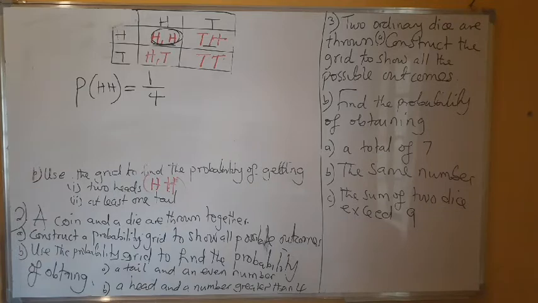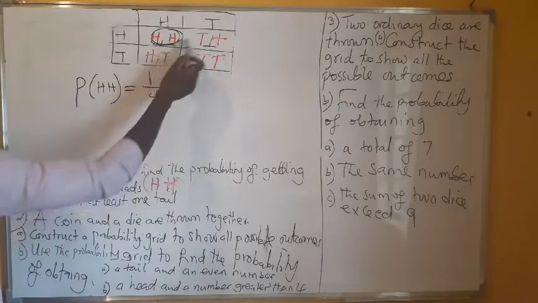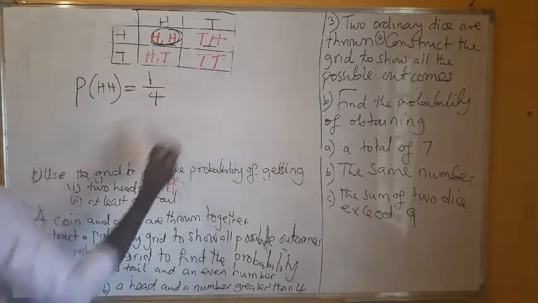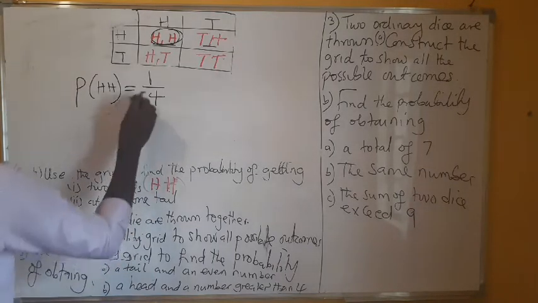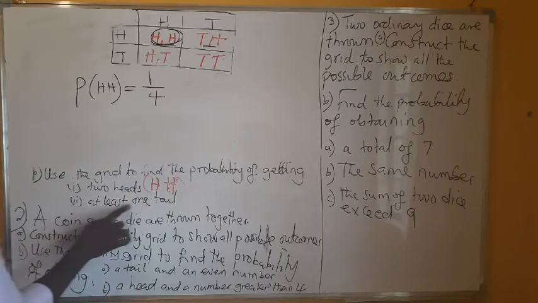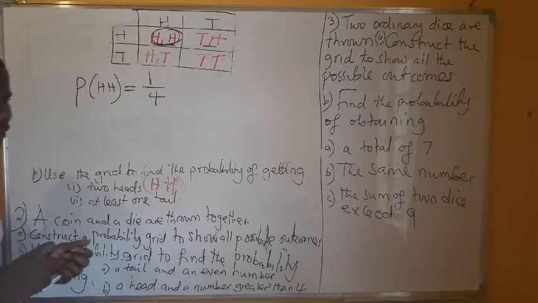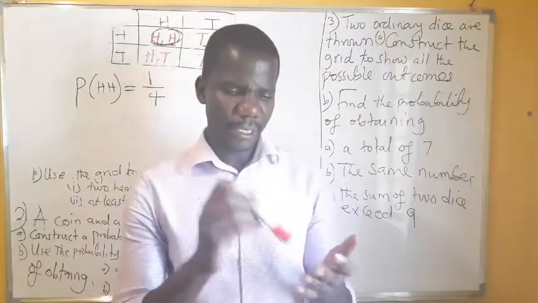But if we're saying the probability of obtaining head and tail, we have 2, so it would be 2 over 4, which is 1 over 2. That is the first one, 2 heads. The second one, at least 1 tail. At least 1 tail means that a tail is a must.